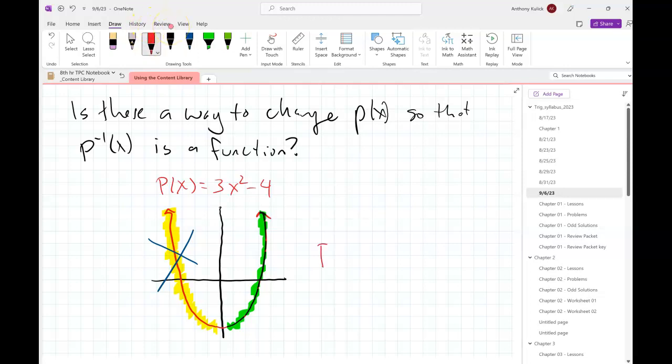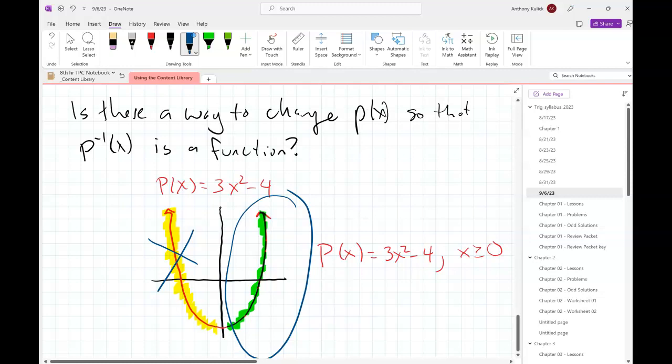That's going to make P of x 1-to-1. The way we do that is we add in the condition that x is greater than or equal to 0, which means we're only looking at this part of P of x. Everybody's okay there?